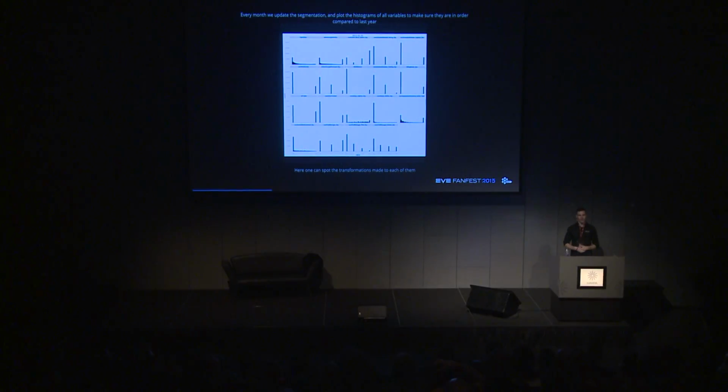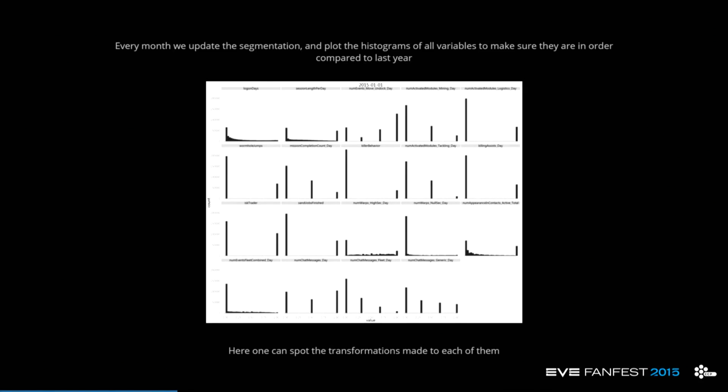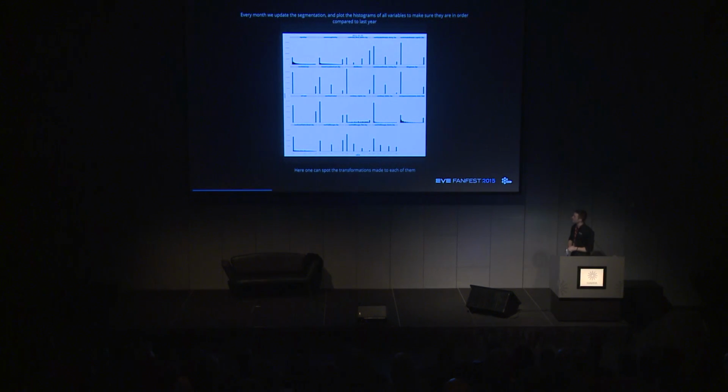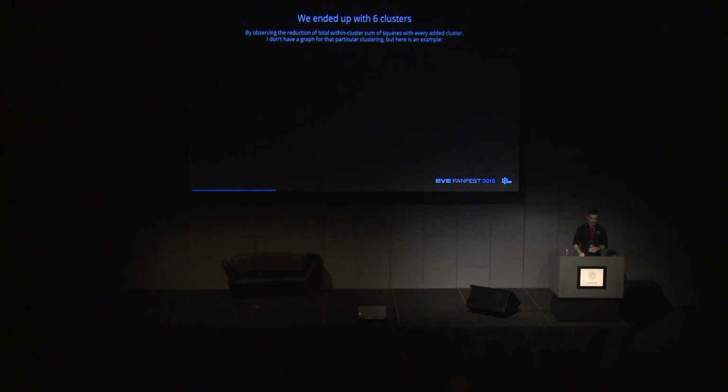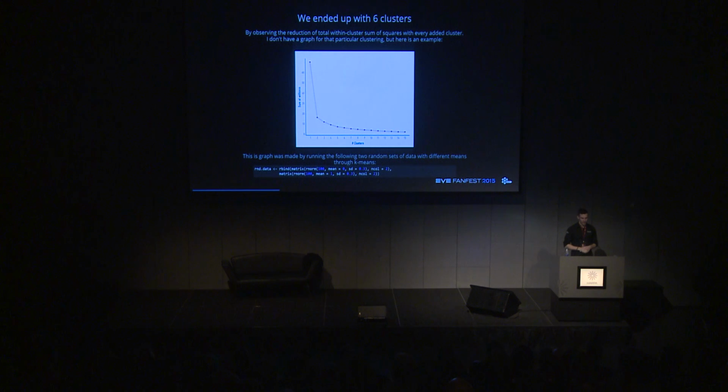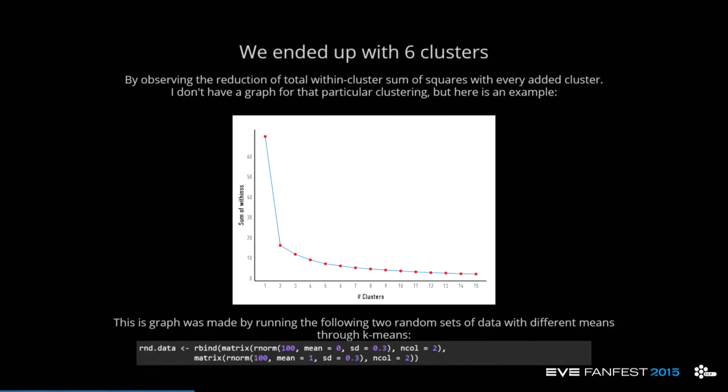And every month we update the segmentation and make histograms like this one here and compare how the distributions of all these variables are changing, so we can identify issues with the data. I mean, this isn't really a clear graph, it's meant to be, but you might be able to see that in some cases where we factorize into ranges, it's low, medium, high, or something like that. And as I said, we ended up with 6 clusters.